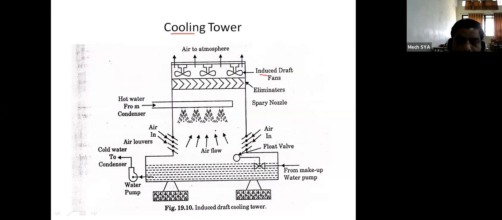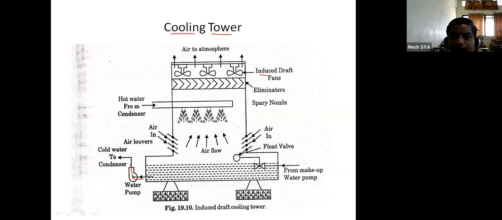Because of the forced cooling, the water gets cooled, and this cooling water is reused, going through the water pump to the condenser. So this is the condenser cooling water, and a water pump is there. This is the cooling tower construction. It is a big, huge building. Height is much more.